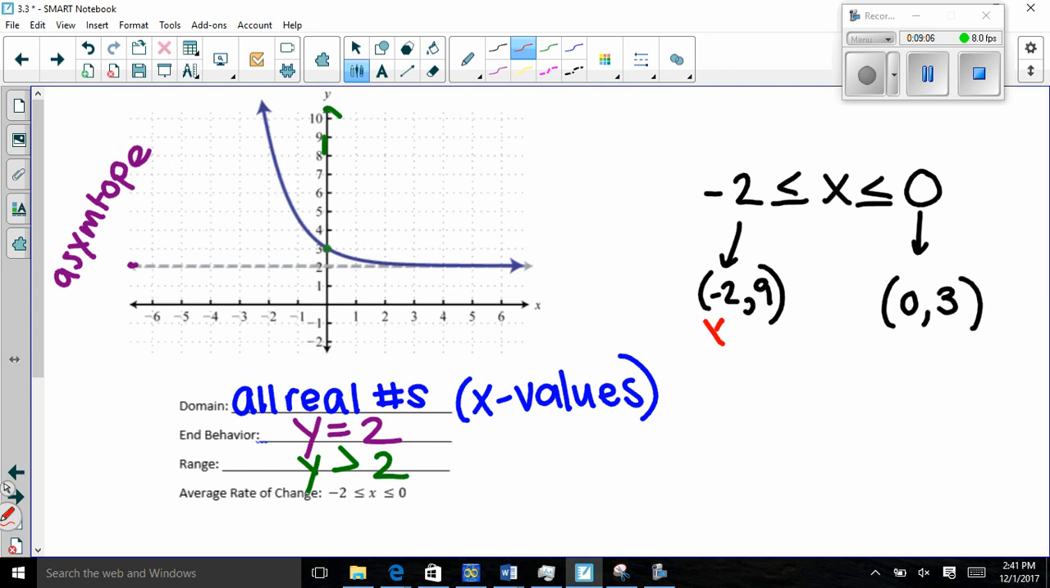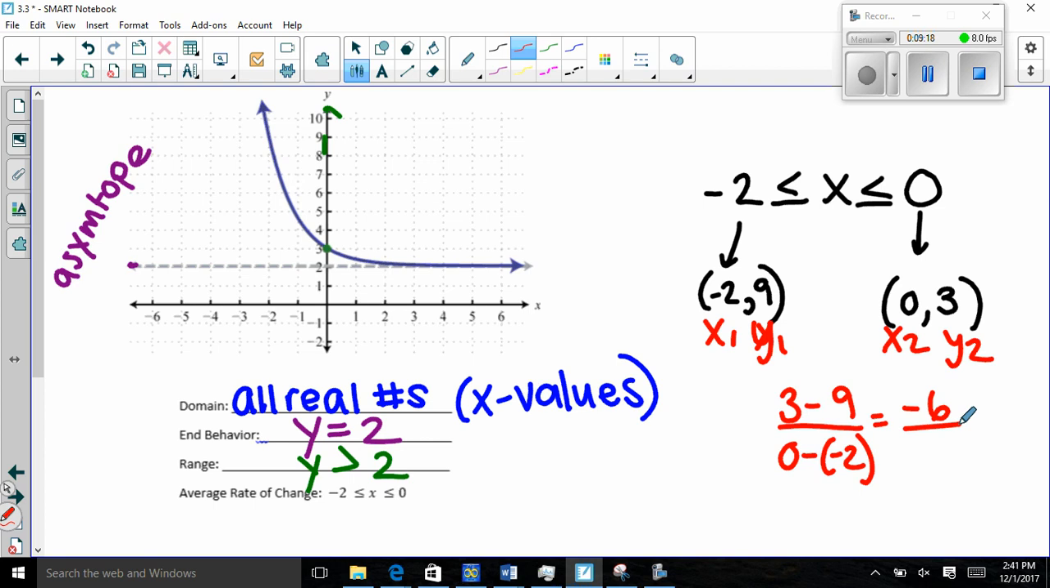So I'm going to label x1, y1, x2, y2, and plug it in. 3 minus 9 over 0 minus negative 2. And when I get that, I get negative 6, and this turns to a plus sign, plus 2, which equals negative 3. So my slope, or my average rate of change between the interval of negative 2 and 0, would be negative 3.